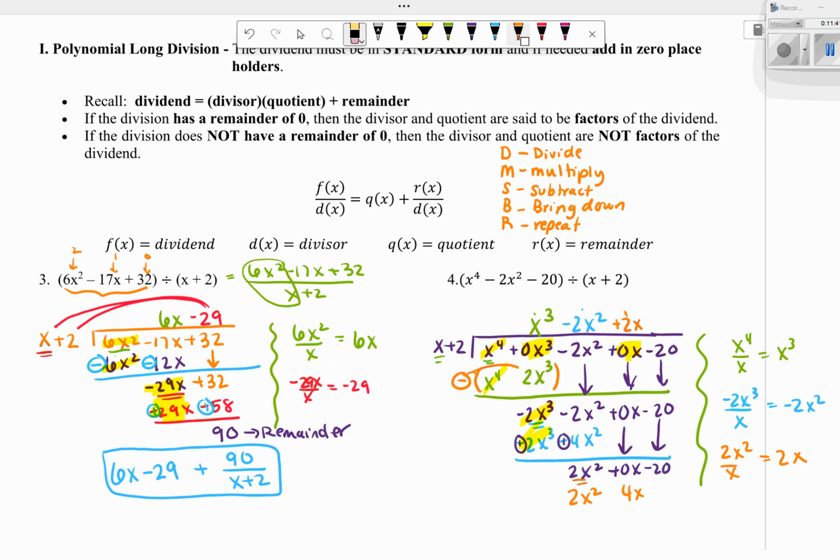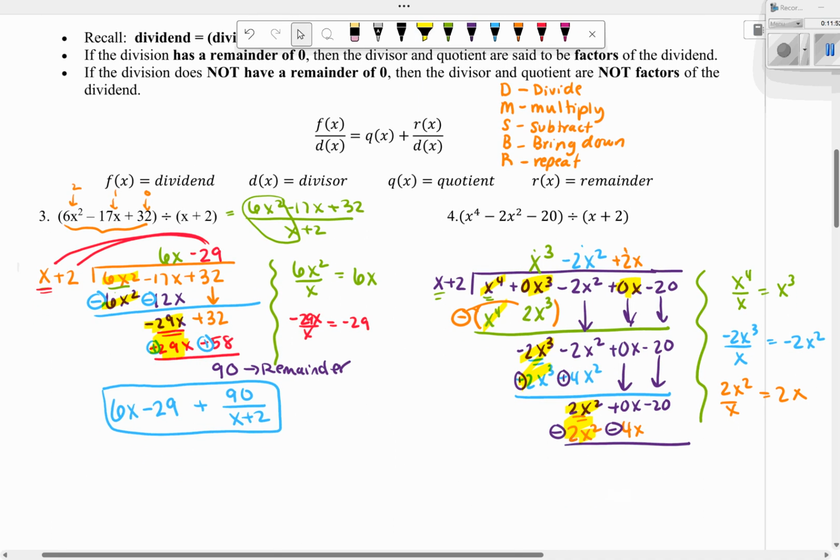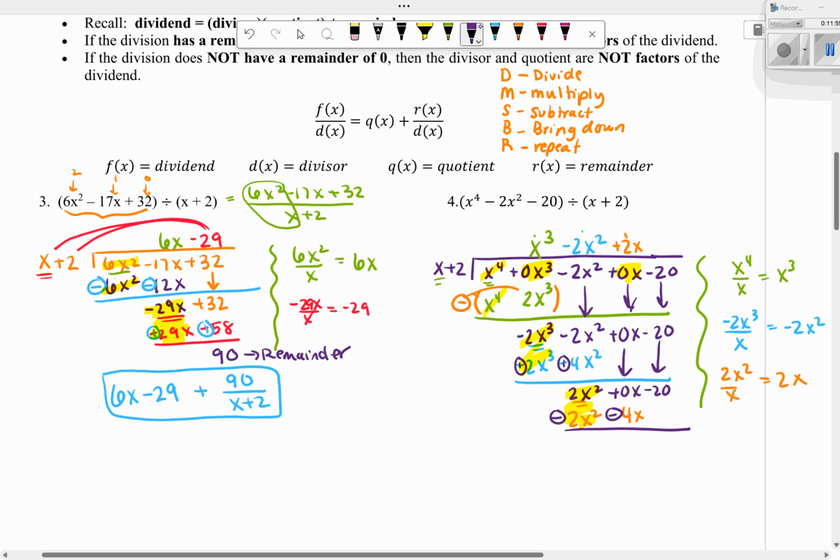So again, you can write the minus on the outside, or you can do what I like to do, which is just change the signs and circle them so I remember I already changed them. And then our first terms, notice they cancel out, which we did on purpose. If they do not, we did something wrong. And then we're going to take 0x minus 4x, which is negative 4x, bring down the minus 20, and then start all over again. We're going to repeat.